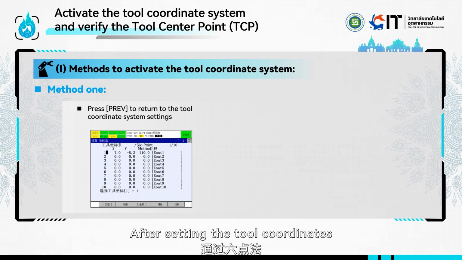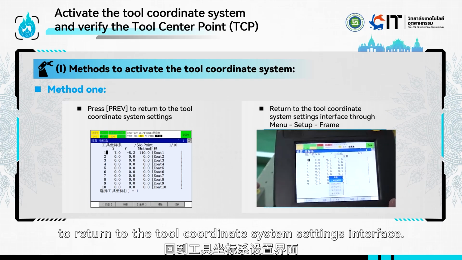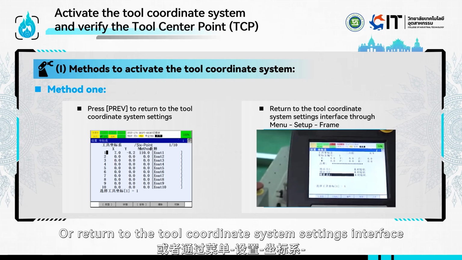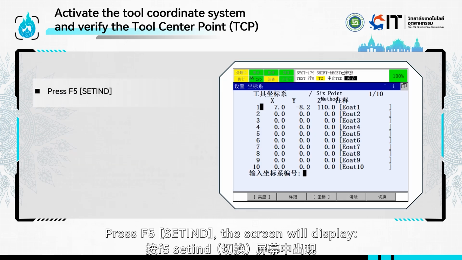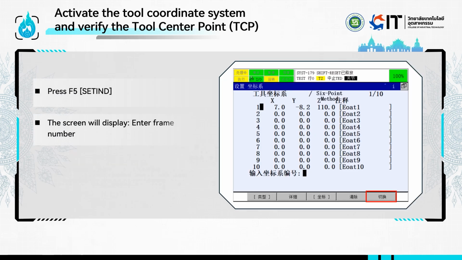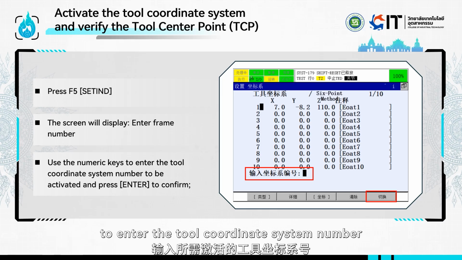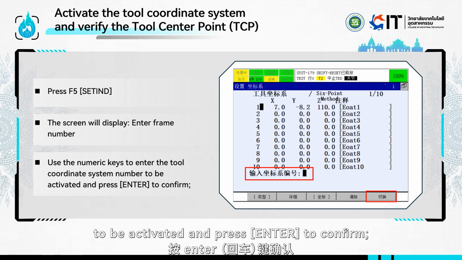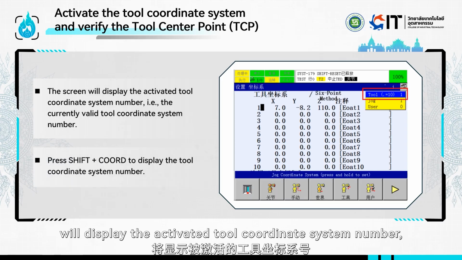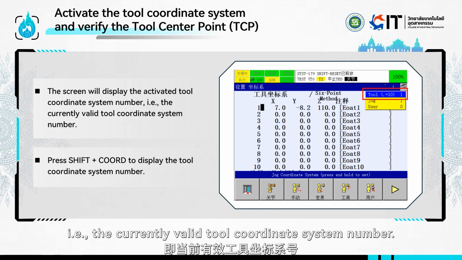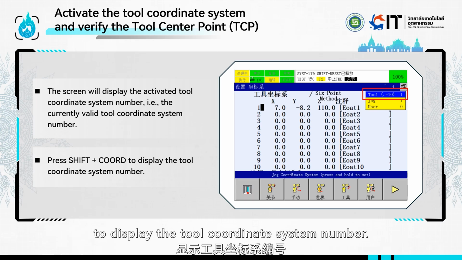Method 1. After setting the tool coordinates using the 6-point method, directly press PREV to return to the tool coordinate system settings interface. Or return to the tool coordinate system settings interface through menu Setup Frame. Press F5, set in. The screen will display: Enter frame number. Use the numeric keys to enter the tool coordinate system number to be activated and press Enter to confirm. The screen will display the activated tool coordinate system number, i.e., the currently valid tool coordinate system number. You can also press Shift plus QWERTY to display the tool coordinate system number.